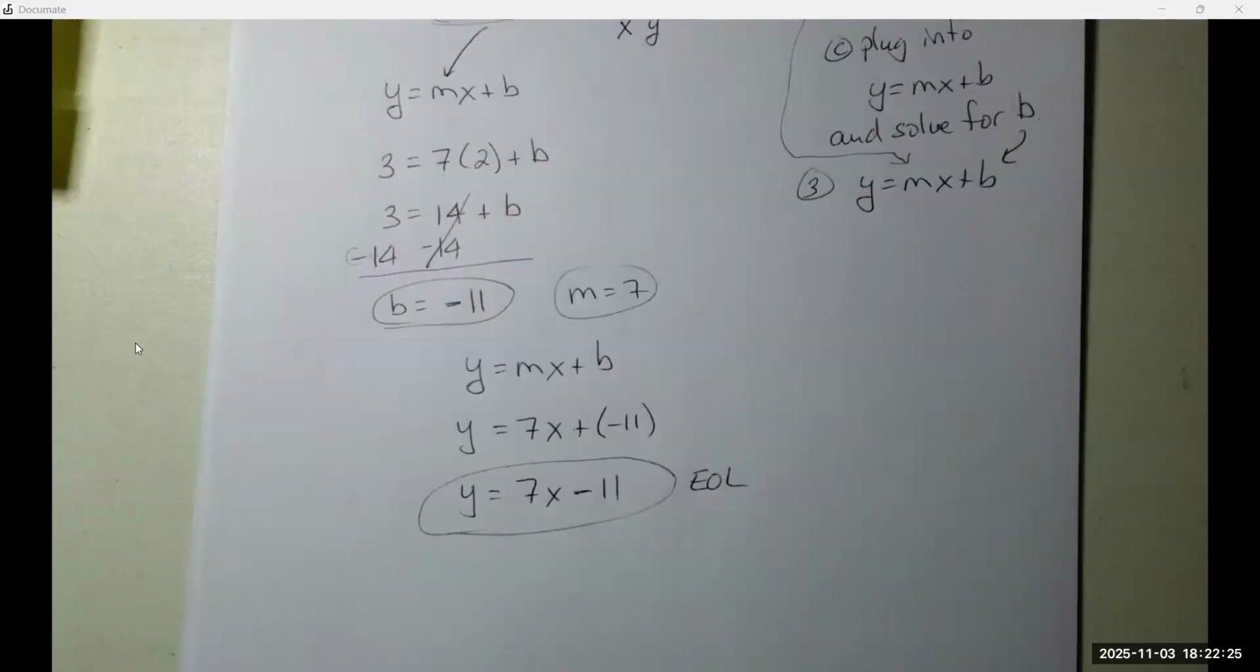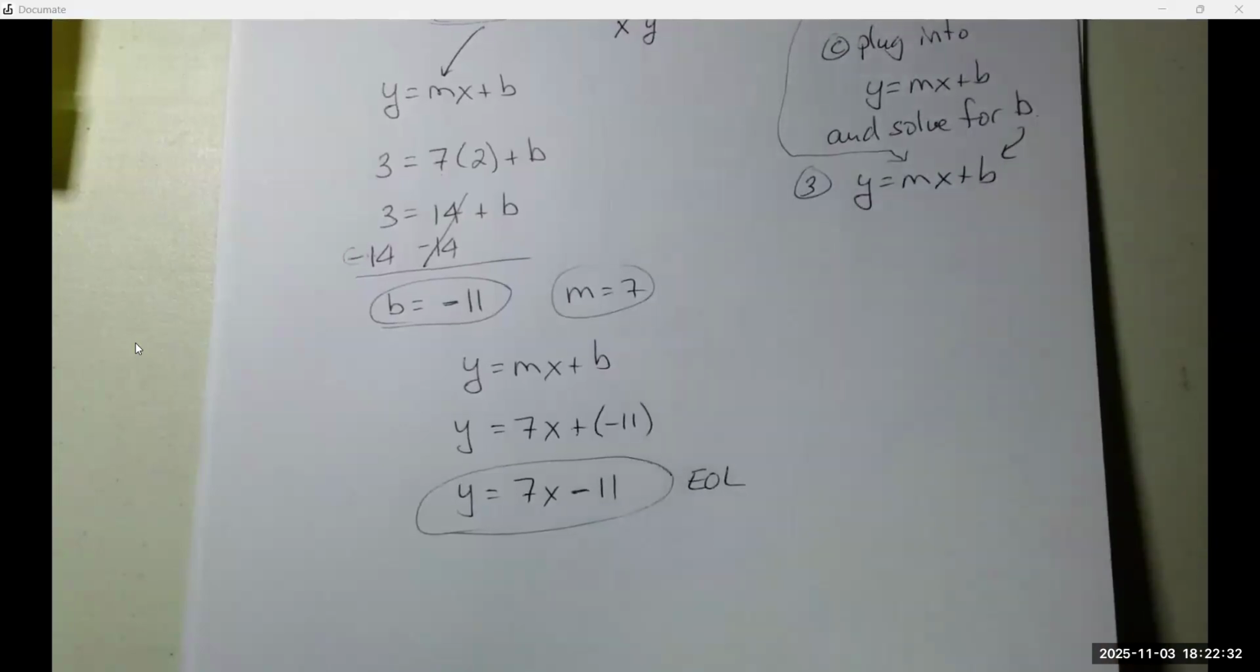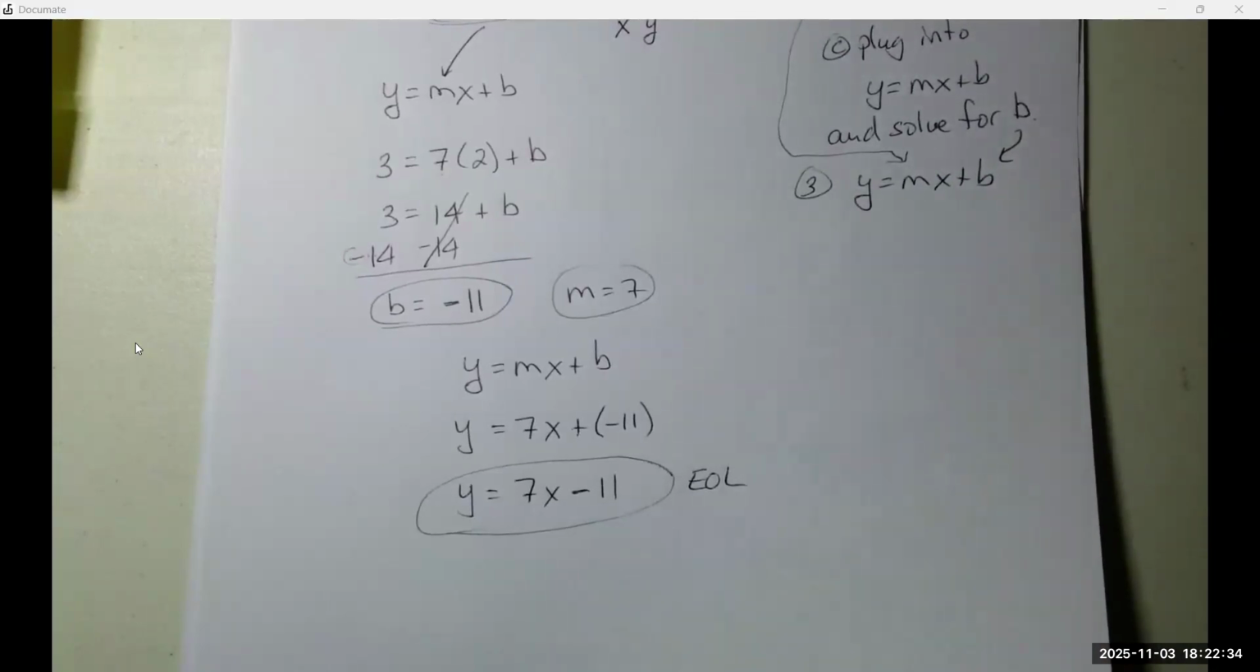It's pretty much plug and play. That's what we're looking at. All right. So far, we've been dealing with only one line. There are instances where we can have two lines. We compare two different lines to each other.